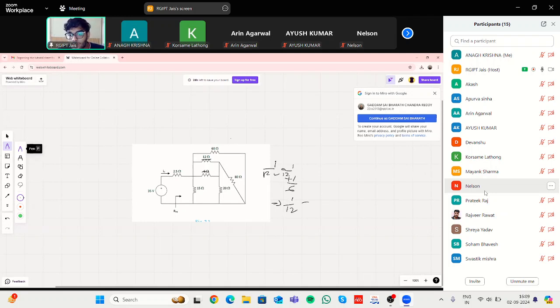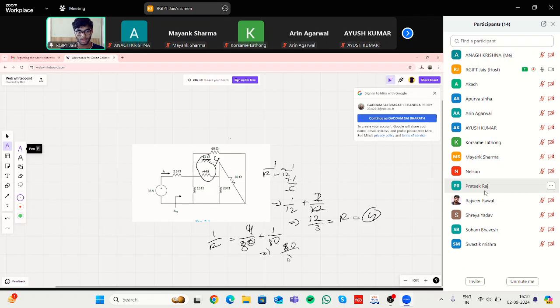So this will be 1 by 12 plus 1 by 6, which is equal to 2 into 12, which is 12 upon 3, so R is equal to 4. By solving this 12 and 6, you will be getting an equivalent of 4. As you have got 4, now we are having 20 and 80 in parallel combination. 20 plus 80 is equal to R equivalent, which is 80 upon 5.